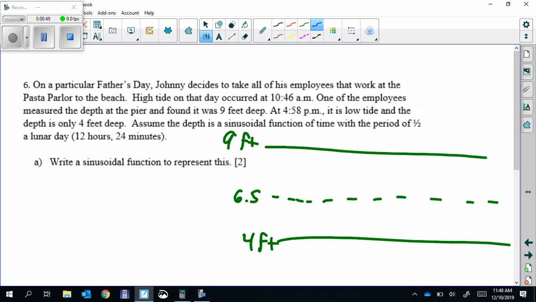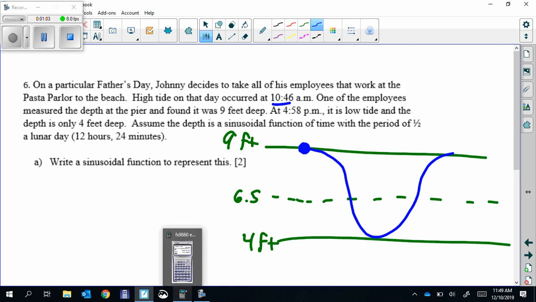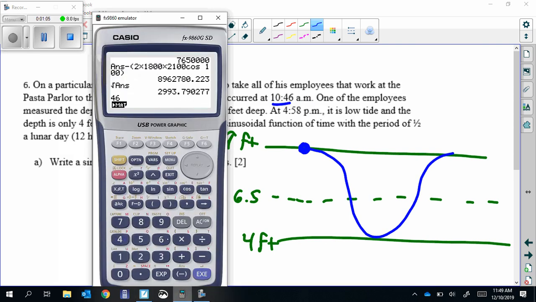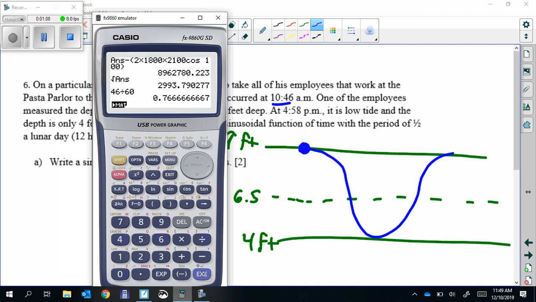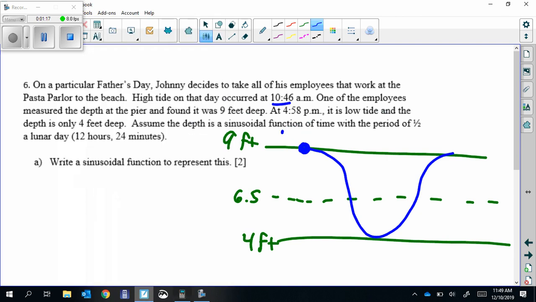Now, starting to mark this out, we've started at high tide. It then goes down to low tide, and then it's going to come back. So that's going to be a cosine. This high tide happened at 10:46. 46 minutes would be 0.766 repeating. So that's 10.7 and then a whole bunch of sixes repeating.